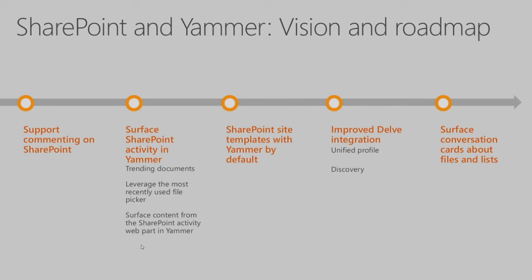So then looking a little bit further out on the roadmap, some of the things we have in store for you would include being able to support commenting on SharePoint. So this is where Yammer would power that conversation in a much more natural way than is available through our existing Open Graph model. We're going to surface SharePoint activity in Yammer. So again, there are a lot of things we can do here in terms of trending documents, leveraging the most recently used file, so we can give you smarter suggestions when you're in that file picker.